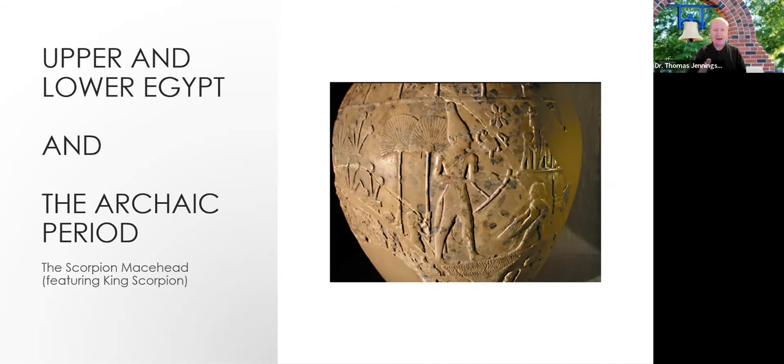Well, that hat is the crown of Upper Egypt. So this man, we believe, is the first king of Upper Egypt. He is subjugating these villages along the river, forming Upper Egypt for the first time, because he's got this crown on. And he doesn't have a name, but if you look right in front of his face, right in front of his nose, you will see the image of a scorpion. And so this man has come to be known as King Scorpion or the Scorpion King.